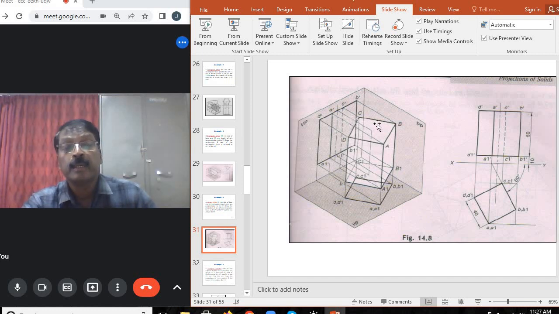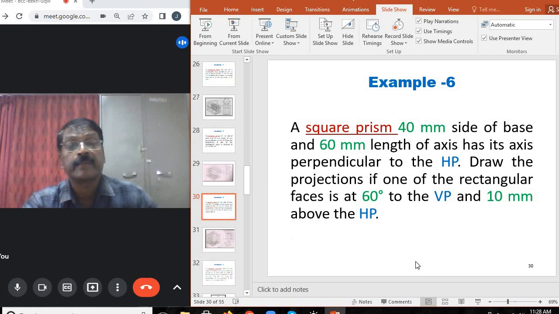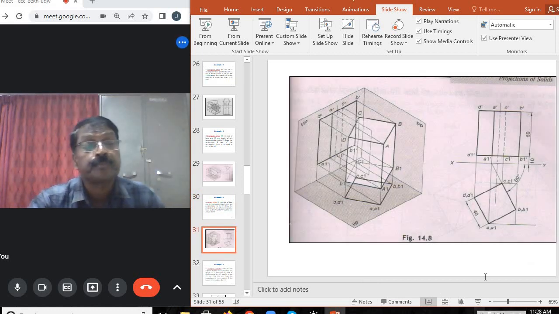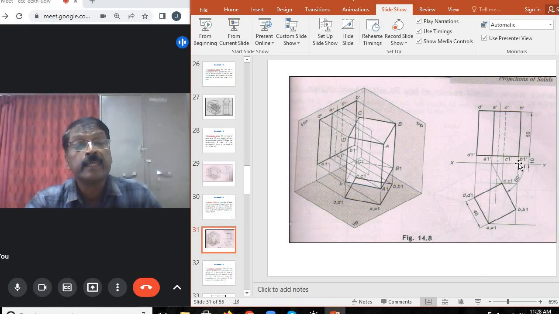So in the top view only the true shape of the base is visible. We have to understand that we have to draw this top view first. So draw the reference line XY, then draw the top view. While drawing the top view, there is one condition you have to satisfy: draw the projections if one of the rectangular faces is at 60 degrees to the VP and 10 mm above the HP. The 10 mm above the HP is visible in the front view.